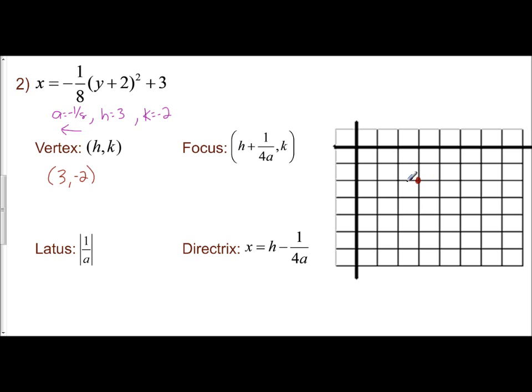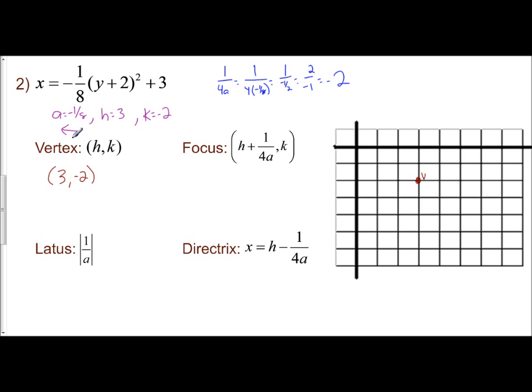It's going to be opening to the left. So I'll label this with a V for vertex. Again, I always go for the focus and directrix, one after the other. I need to know 1 over 4a for this. So 1 over 4a is 1 over 4 times -1/8, which gives me 1 over -1/2. Flip the 2 to the top, 2 over -1, it's -2.